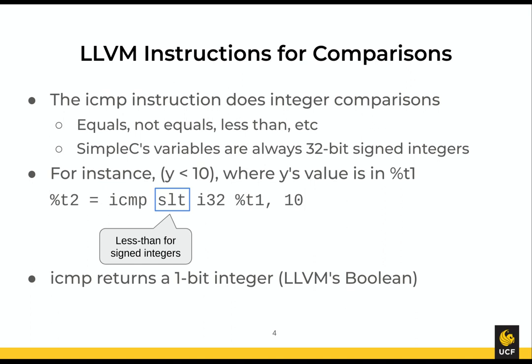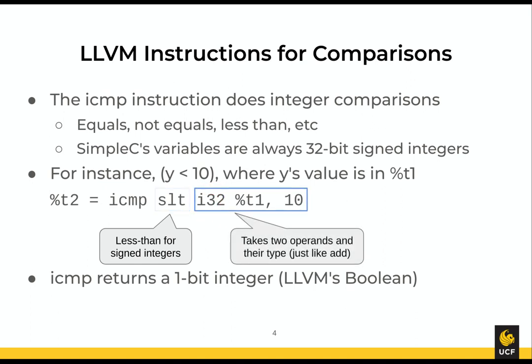So for us, or at least the normal case of simple C, all variable values are 32-bit signed integers, which is indicated by this I32. And just like with add, icmp takes 2 operands. In this case, we have the register T1 and the constant 10. And it just executes this comparison. But it's different from a typical arithmetic operation in that it returns a 1-bit integer.